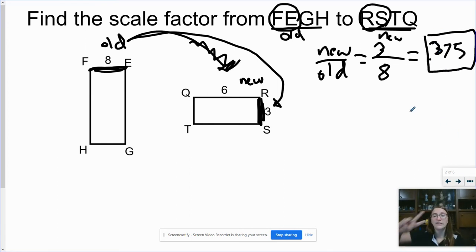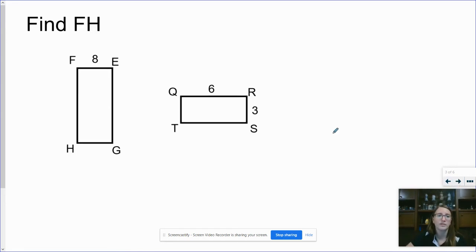That's good. Again, if you did 8 over 3, you would get a number bigger than 1, and then you should be like, wait, that doesn't make sense. My shape is getting smaller. That's how we can tell.